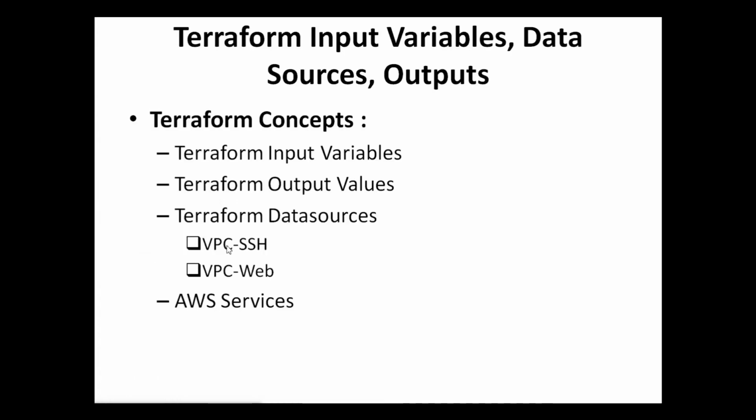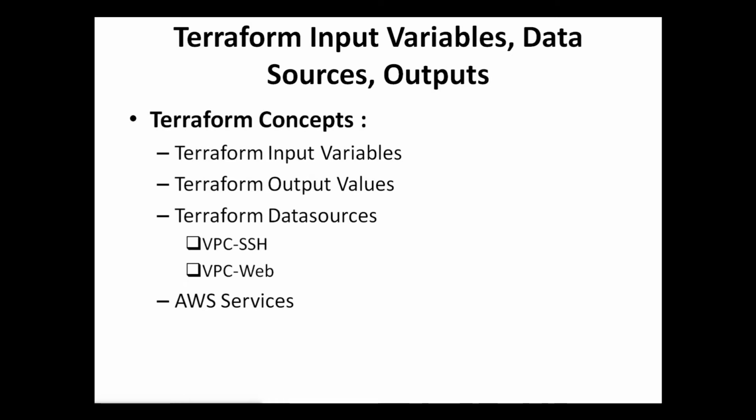In here we will be seeing the Terraform concepts like Terraform input variables, Terraform output variables, Terraform data sources, which will include VPC-SSH and VPC-WEB, also AWS services. And from a practical purpose, we are going to implement how to dynamically get the latest AMI ID from AWS using the Terraform data source concept and then create the EC2 instance.